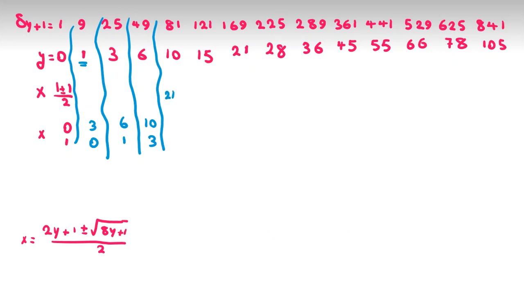2 times 10 plus 1, 21, plus or minus 9, over 2. 30 over 2, 15. 21 minus 9 is what? It is 12. 12 over 2, 6. Now, next one. 2 times 15 plus 1, 31, plus or minus 11, over 2. 31 plus 11 will be 42. 42 over 2, 21. 31 minus 11, 20. 20 over 2, 10.